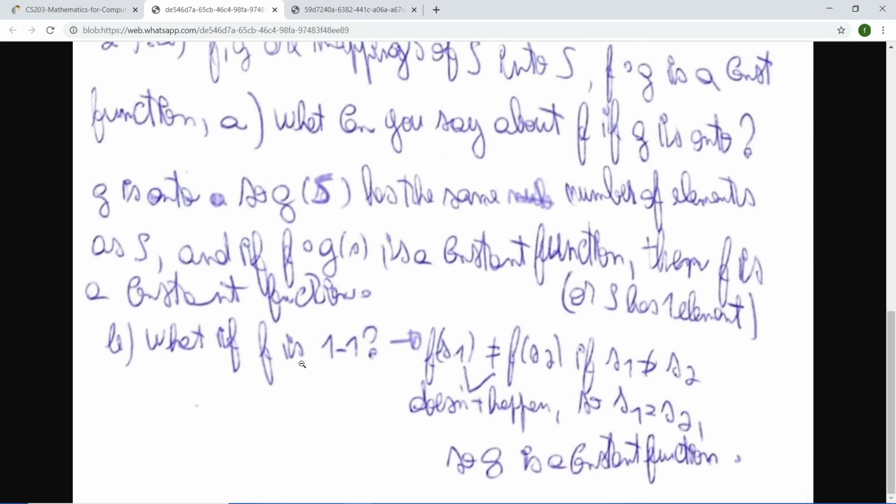Exercise B, what if f is 1 on 1? Well, by the definition of what 1 on 1 means, I saw that this doesn't happen because the function gives a constant function, so it must mean that s1 equals s2, so g is a constant function because it gave us that input into f.